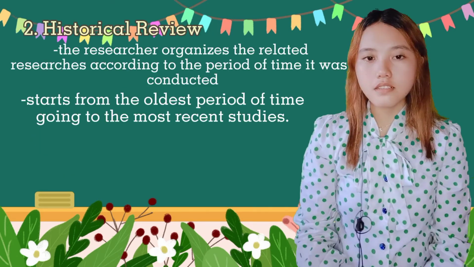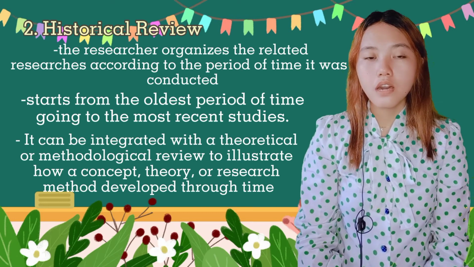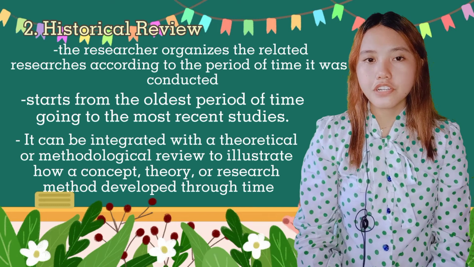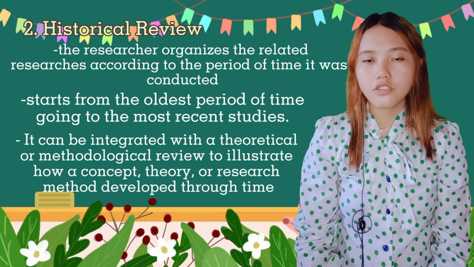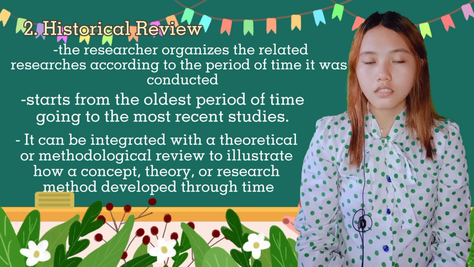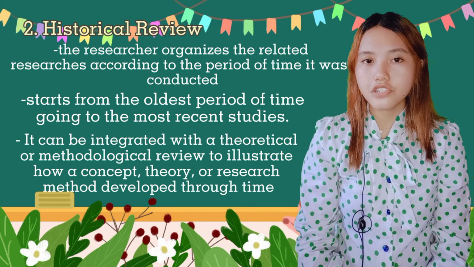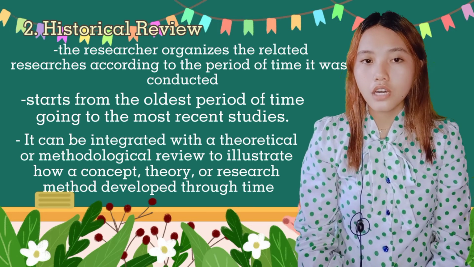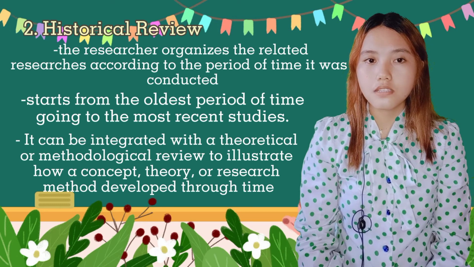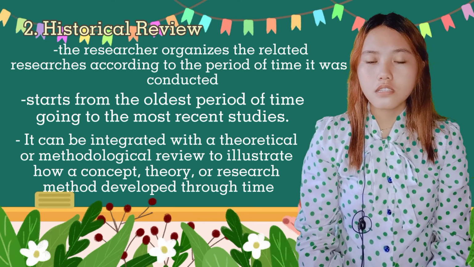study. Second, the historical review is a specialized type of literature review in which the researcher organizes the related researches according to the period of time it was conducted. Historical literature review focuses on tracing research in a specified field throughout a chronological order, which usually starts from the oldest period of time going to the most recent studies.